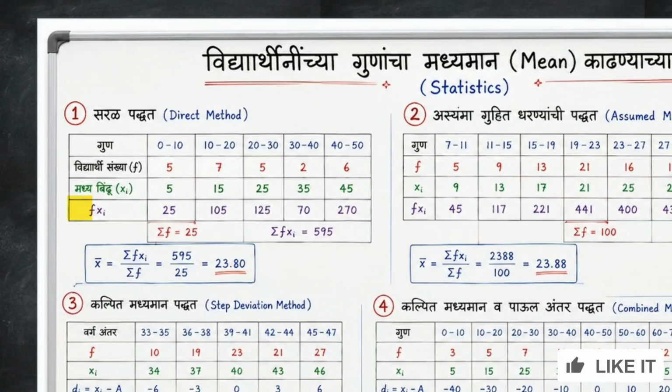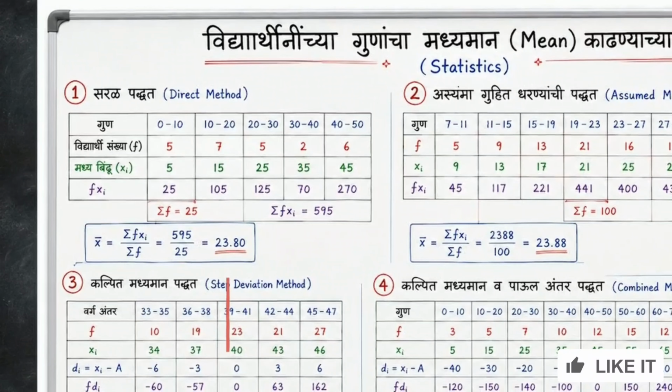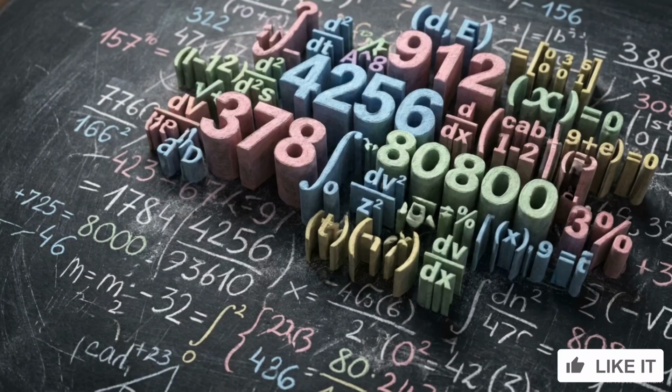From there, we multiply the student frequency by that class mark across every row. Add all those resulting numbers together, and you have your total sum. Plug that sum directly into the formula, divide by the total number of students, and we arrive at our mean, 23.80. The direct method works perfectly here.